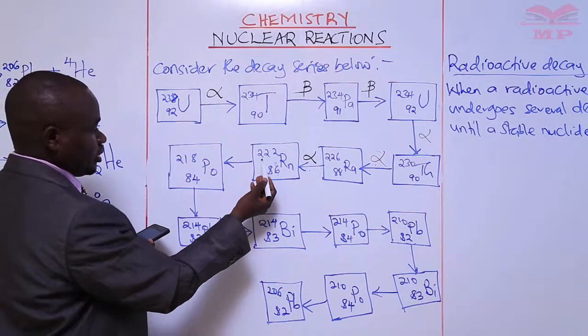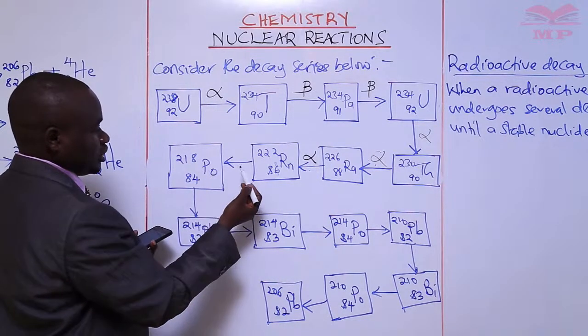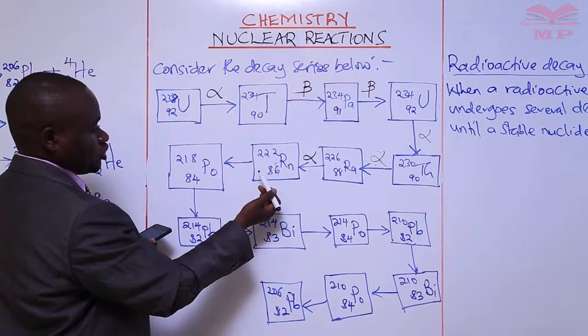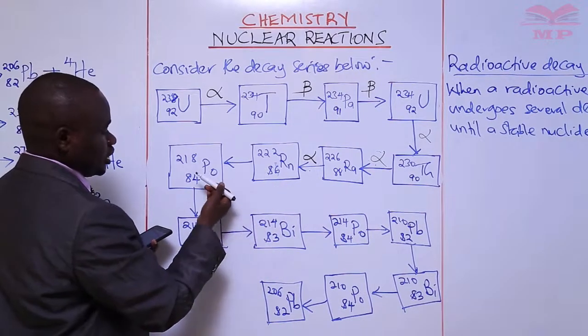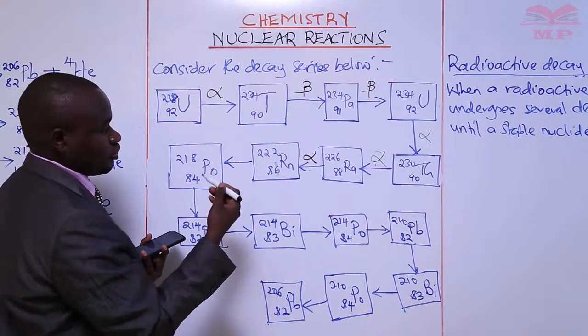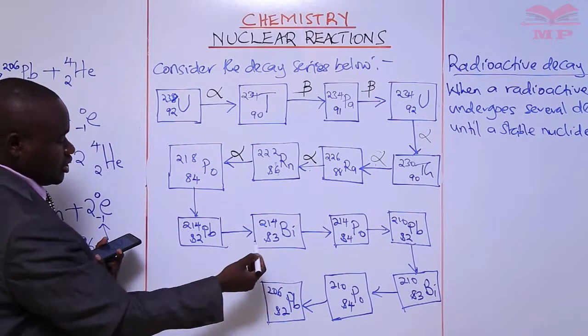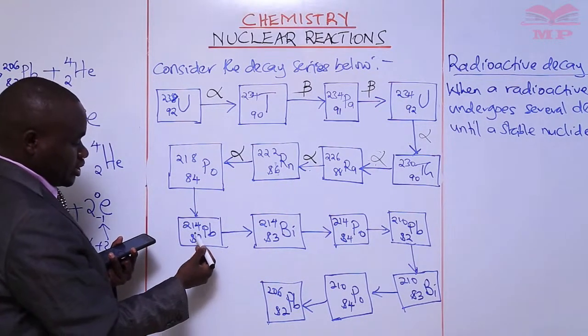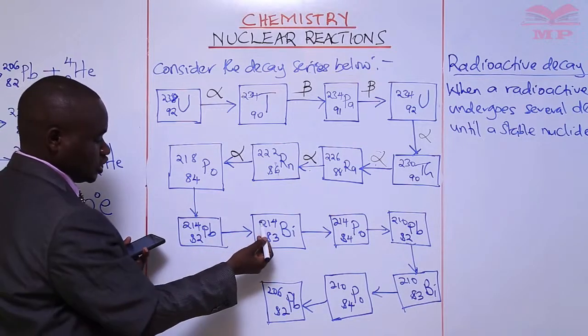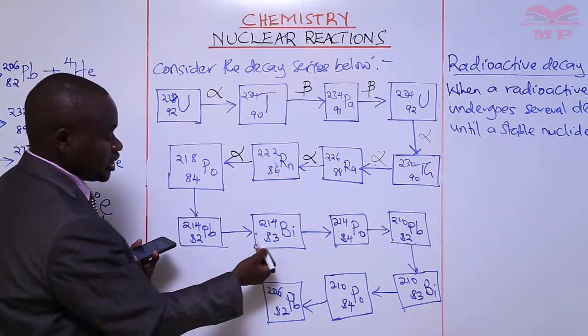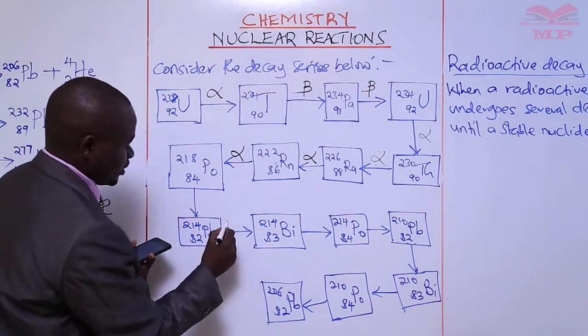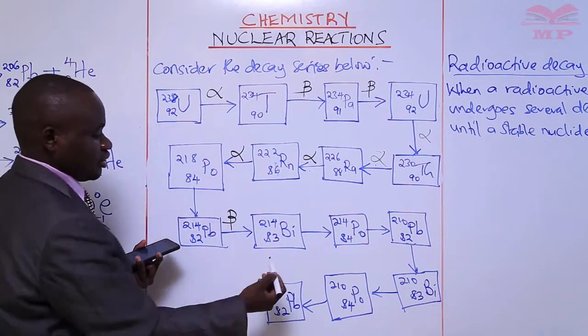Here, mass number 222 to 218. It has reduced by 4. Atomic number 86 to 84. It has reduced by 2. Which particle is that? Alpha particle. It undergoes further decay. Mass number has remained the same, 214, 214, but atomic number has increased. So which particle is that? That is a beta particle that is released.